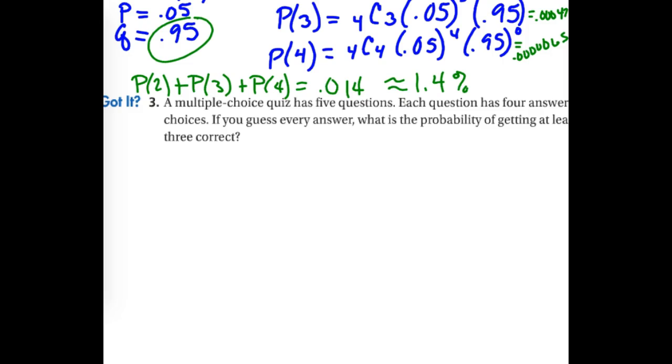Question 3. It says a multiple choice quiz has 5 questions. Each question has 4 answer choices. If you guess every answer, what is the probability of getting at least 3 correct? Okay. So let's identify N, X, P, Q. How many questions are we taking on the test? There's 5 questions. So N is 5?